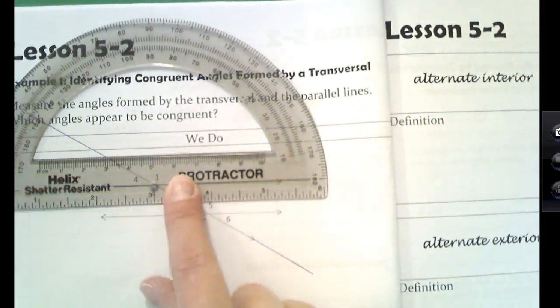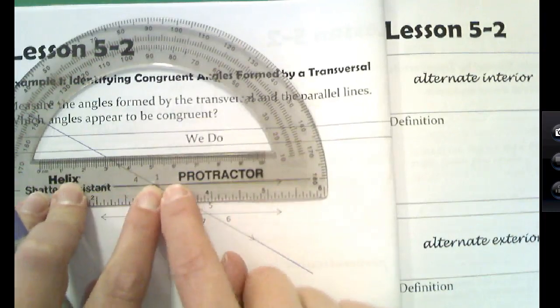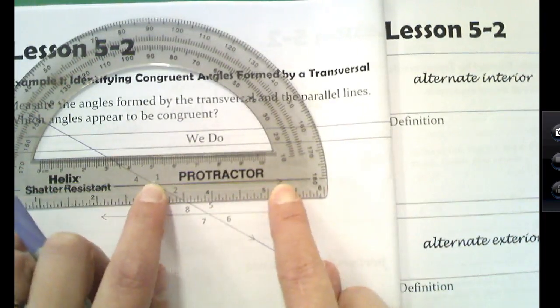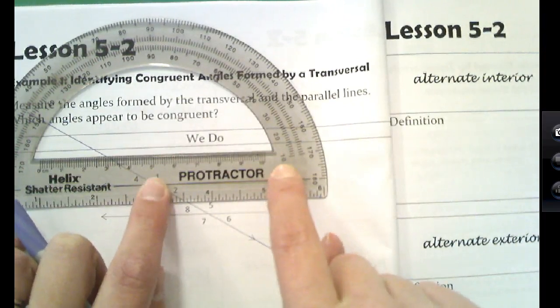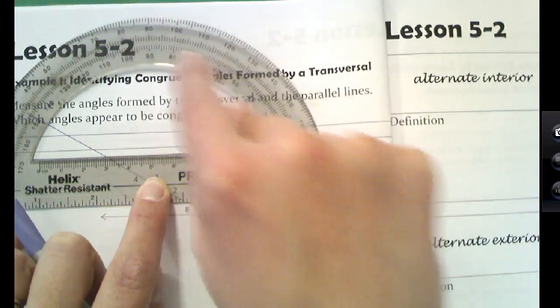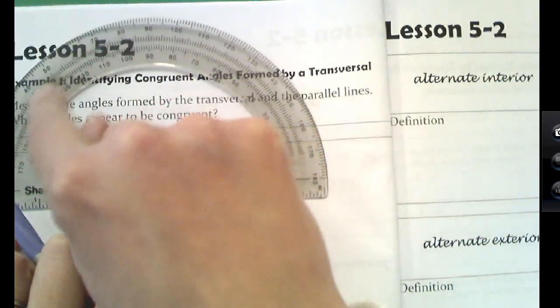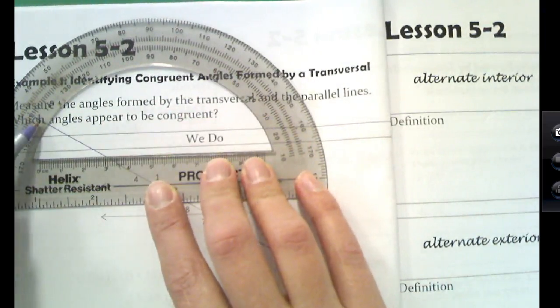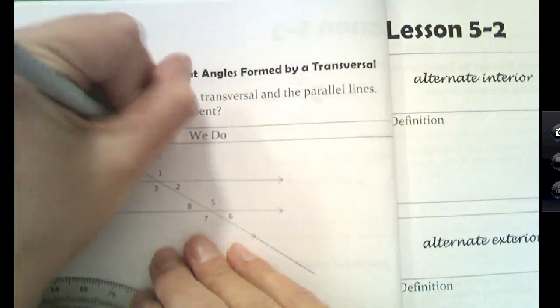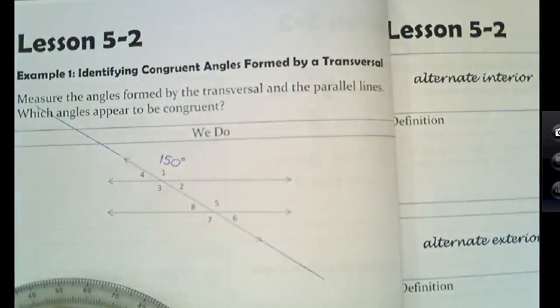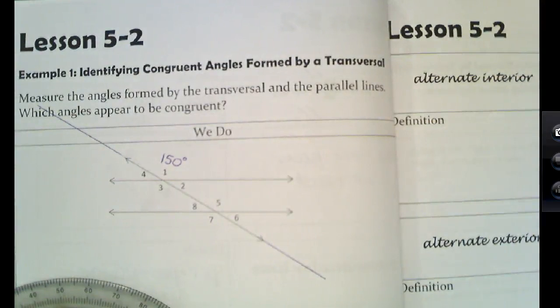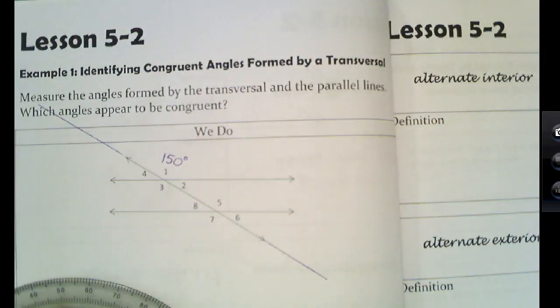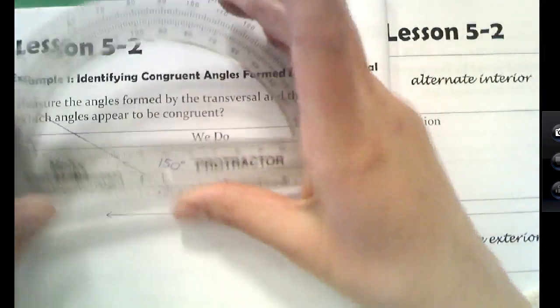Now, I want to measure angle 1. So angle 1, you guys see how angle 1 starts right here? So what I'm going to do is I'm going to count 10, 20, 30, 40, 50, 60, 70, 80, 90, 100, 110, 120, 130, 140, 150. You see how that line intersects right here at about 150 degrees? So we would say that angle 1 is 150 degrees. What type of angle is 150 degrees? Obtuse. Very good. That's an obtuse angle. So that's obtuse. Now let's put our protractor back there.